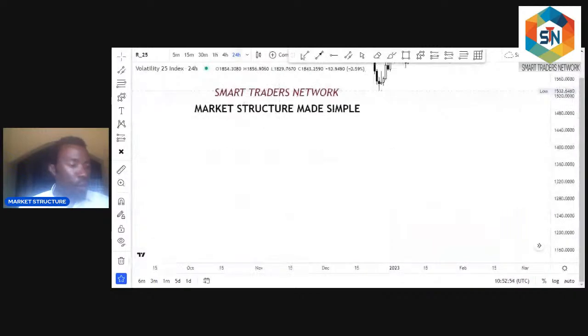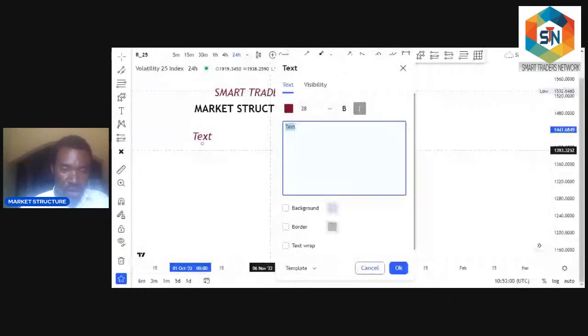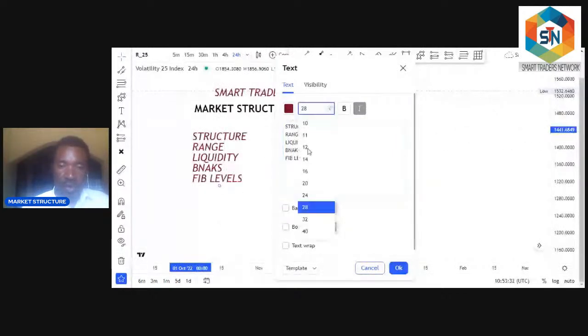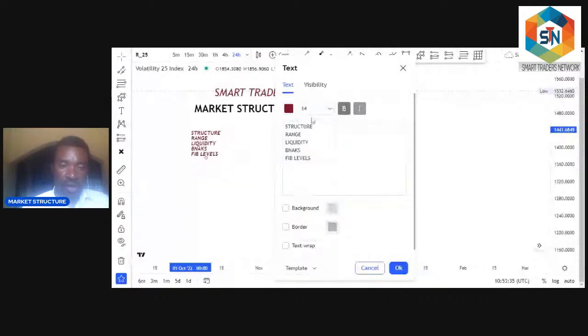Okay, components. First of all, the components used in the Smart Traders Network. Number one, structure. After that, we have our range. We have our liquidity. We have our bank levels. Then we have our fib for extra confirmation. These are what I call the fib levels. We've taught this over and over again on this channel, you will find them all on this channel.